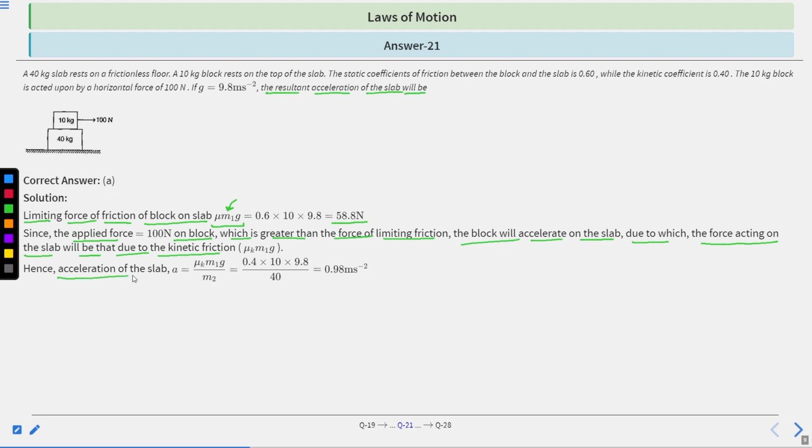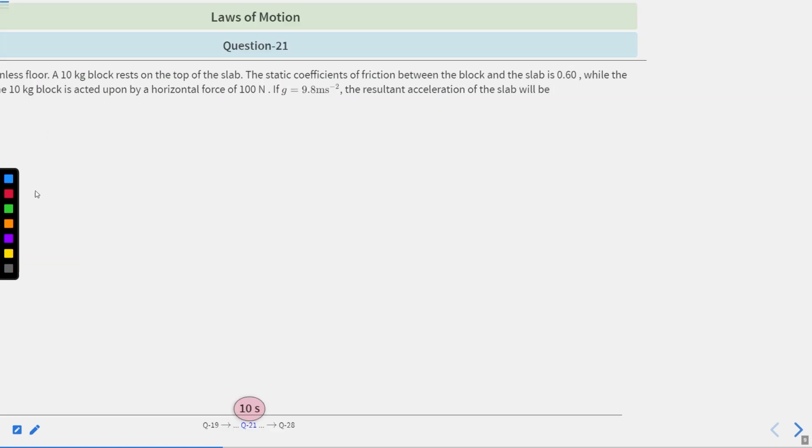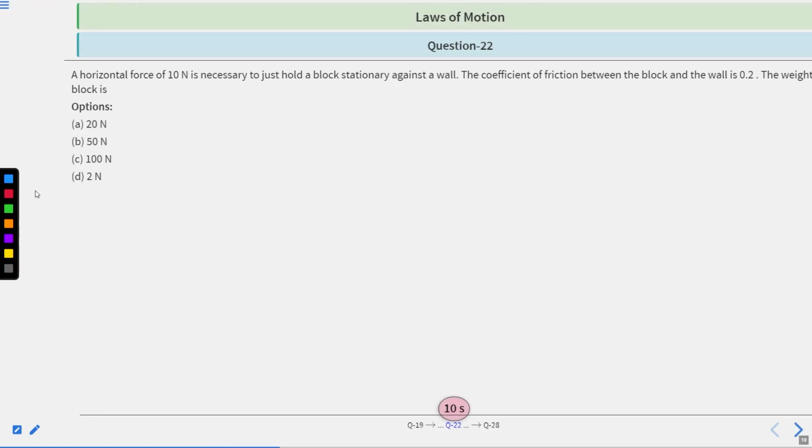Hence we have to find the acceleration. The acceleration of the slab a equals mu k m1 g divided by m2, and putting in all the terms, the answer will be 0.98 meter per second square. So the correct answer is A, 0.98 meter per second square. Next question.